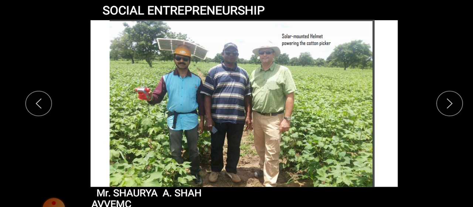So these people started to innovate again. They prepared a device which worked on a solar panel, so a solar-mounted helmet was created. You just need to wear the helmet and the solar panel will charge, and this machine will work on the energy stored by the solar panel. Due to the lack of electricity, people started creating this. So they are benefiting the agriculture industry and also improving society with the help of such products.